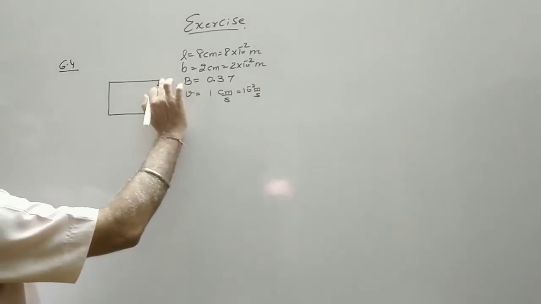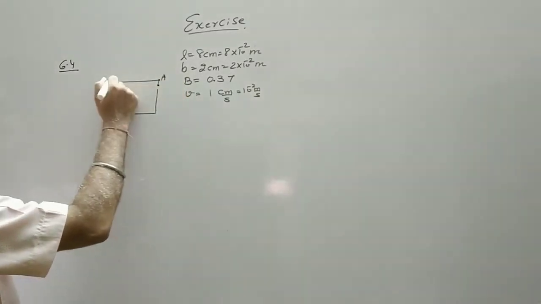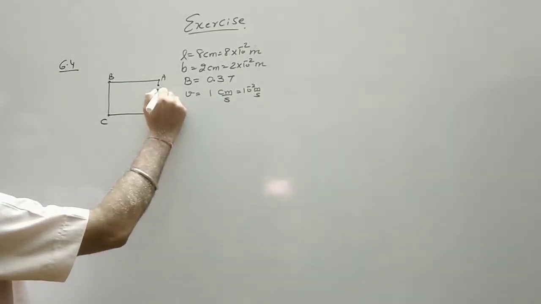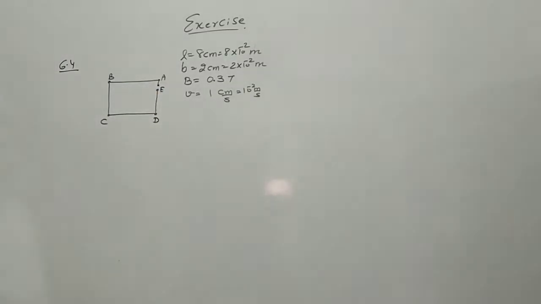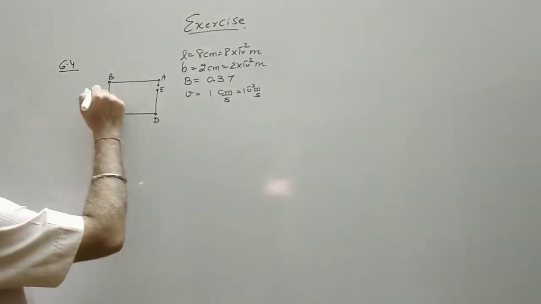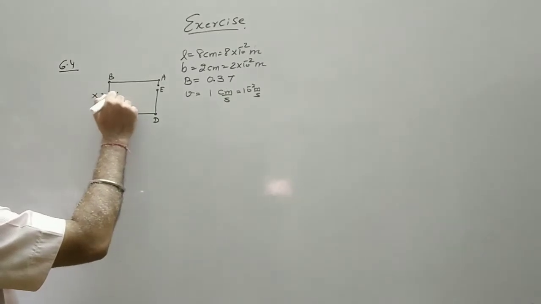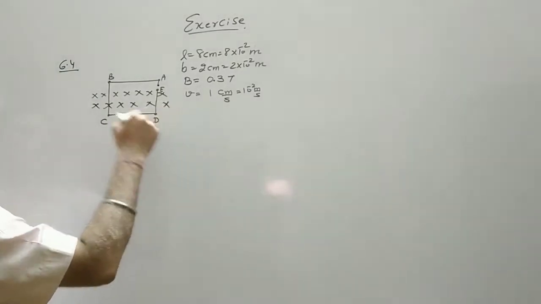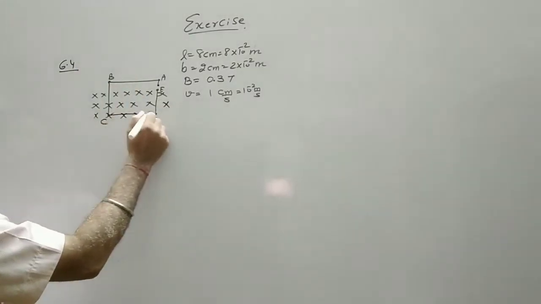So if this point is A, we have the points A, B, C, D. Let us name this point as E. So there is a cut between A and E, and we have named that cut as AE. Now let us assume that the magnetic field is going into the plane of the paper. The loop is taken outside.